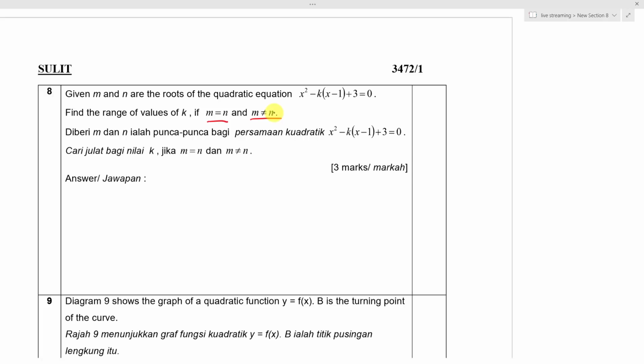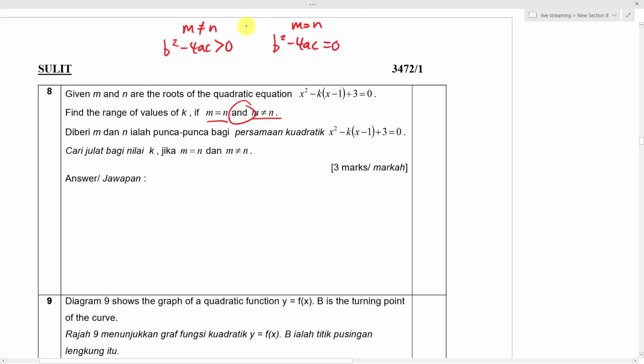Two distinct roots basically means b squared minus 4ac is bigger than 0. But when m is equal to n, it means you have two equal roots. Two equal roots basically means b squared minus 4ac equals 0. So in this case, we have b squared minus 4ac bigger than 0 if two distinct roots, when m is not equal to n, and b squared minus 4ac equals 0 when m is equal to n. And the key word here is "n". That means I will just combine both of them, so it becomes b squared minus 4ac bigger than or equal to 0.